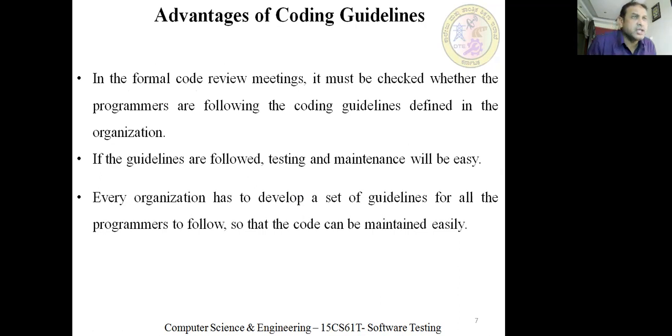In the formal code review meeting, when the review is happening, the reviewers come and check your code. It must be checked whether the programmers are following the coding guidelines defined in the organization. Every programming language has some guidelines, and in addition, some guidelines will be given by the department or by the company to follow. So the reviewers have to check whether the programmers are following the guidelines defined in the organization, not only for the programming language, because even the organization or company will define some rules. They need to check whether those rules or guidelines are being followed or not.